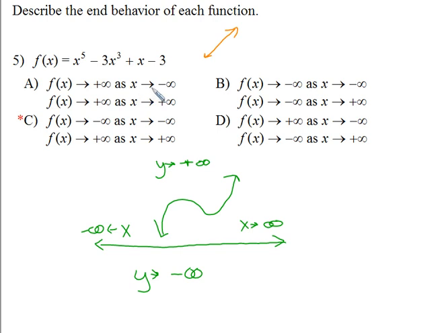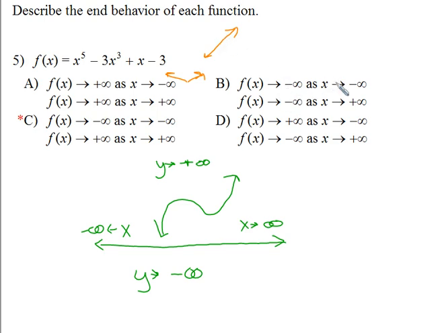Now, this terminology is a little bit tricky, so let's talk about it. As x goes to infinity, in other words, as you walk to the left, this is telling me that the y value is going to positive infinity. In other words, you're looking up. So in this problem, as you're walking to the left, the graph is going up. And as you're walking to the right, the graph is also going up. So this is not going to match this right here.